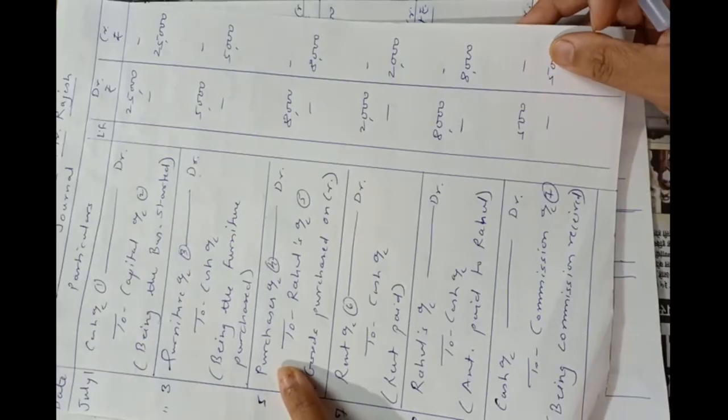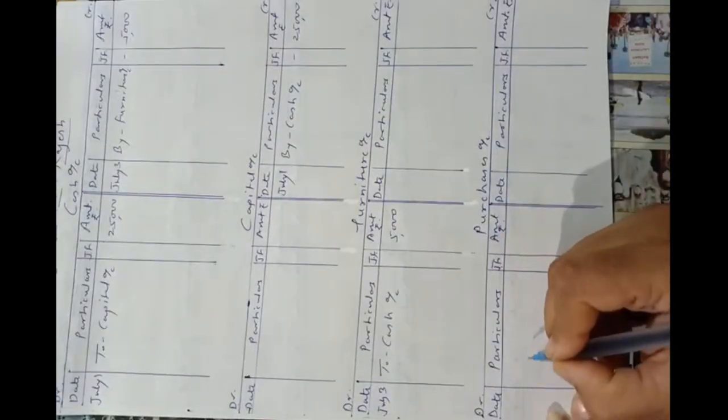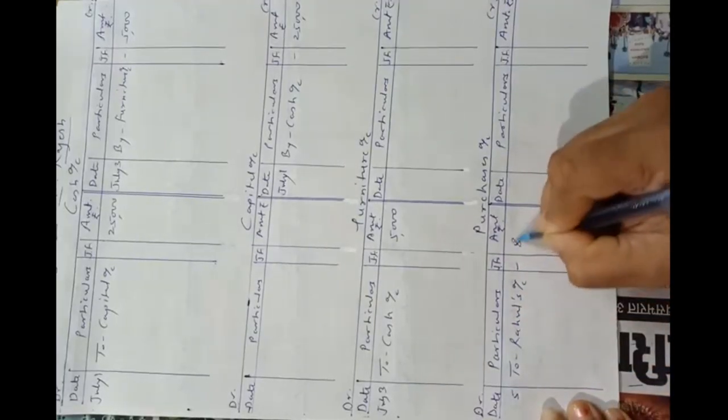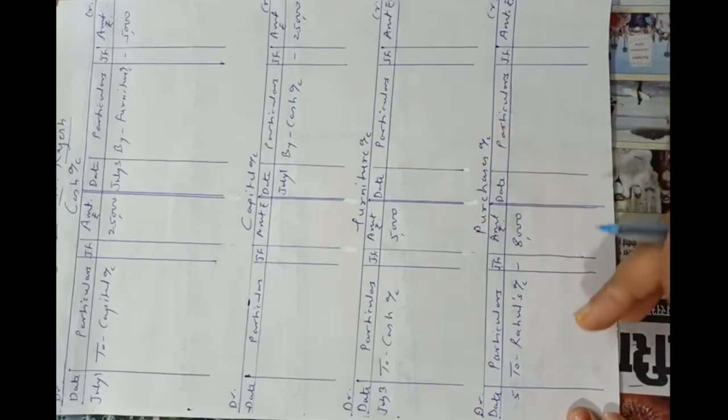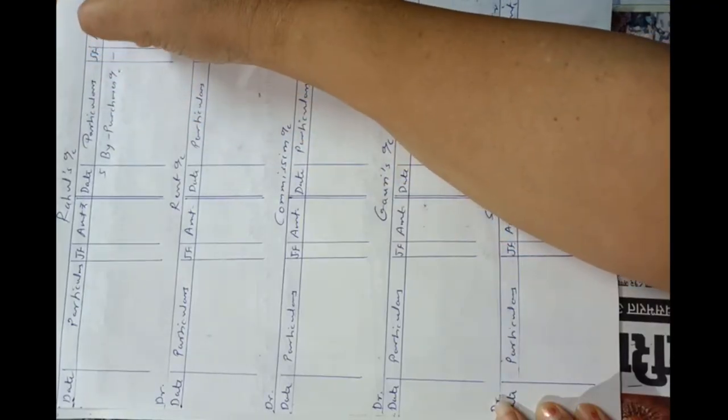Okay, now the next entry is purchases account debit to Rahul's account. So on the debit side of purchases account we have to write to Rahul's account, and the amount is 8,000. Debit side of purchases account to Rahul's account means credit side of Rahul's account by purchases account. Amount is rupees 8,000. That is the same amount and same date.